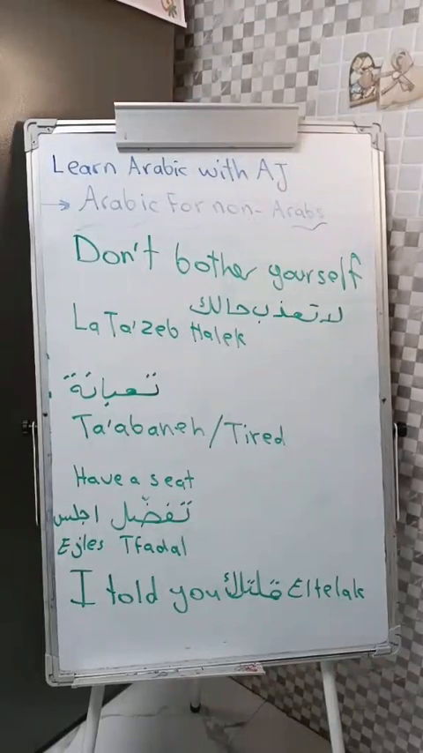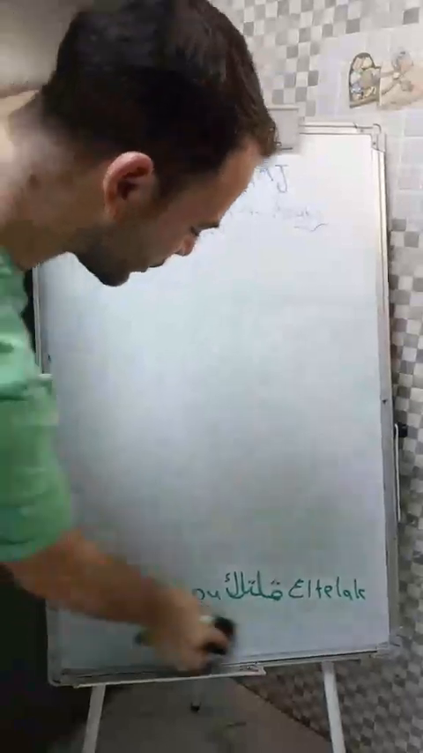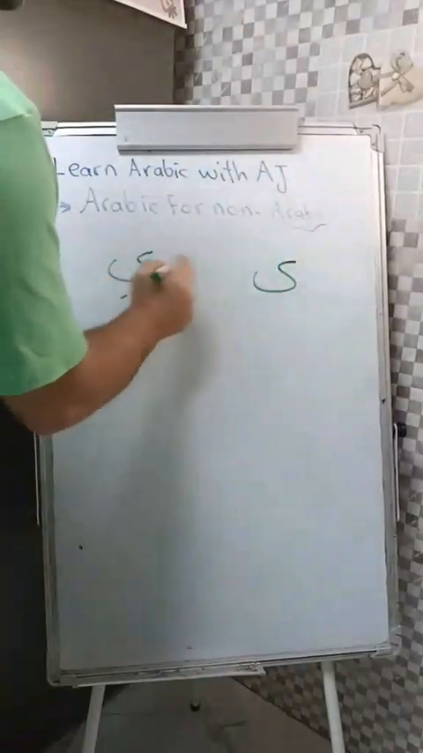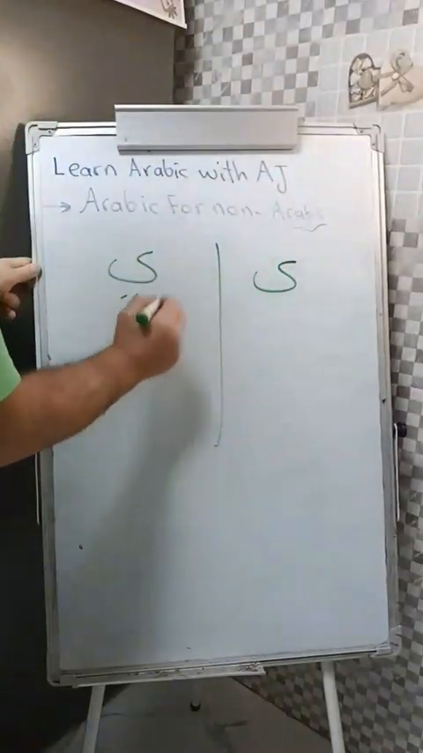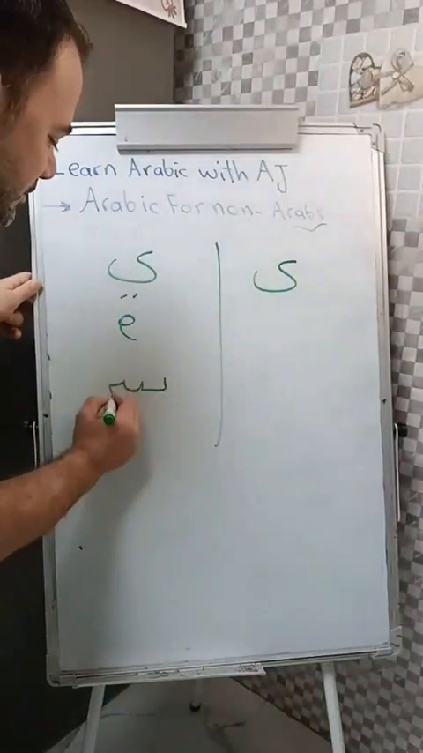What's the difference between these two endings of the word? Okay, good question. One of our friends here is asking what's the difference between this and this. This letter is E. I say Beiti, my house.